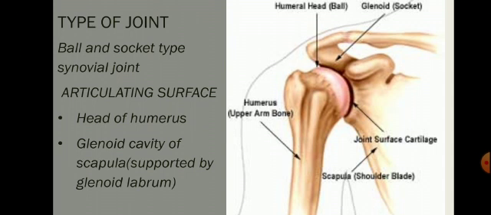Here you see there is a ball-like structure, and the glenoid cavity here acts as a socket. What are the articulating surfaces? The articulating surface means the bones that are involved, the two surfaces that come into contact. Here this is the head of the humerus and the glenoid cavity of the scapula, and this glenoid cavity of the scapula is supported by the glenoid labrum. What is meant by glenoid labrum?